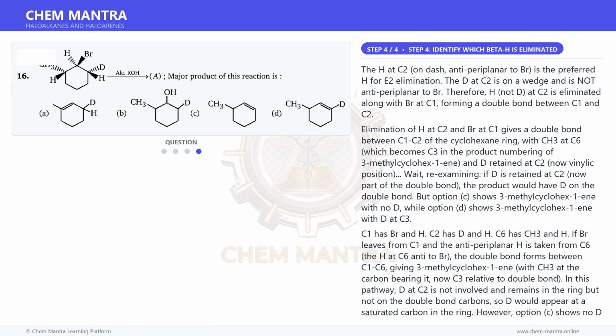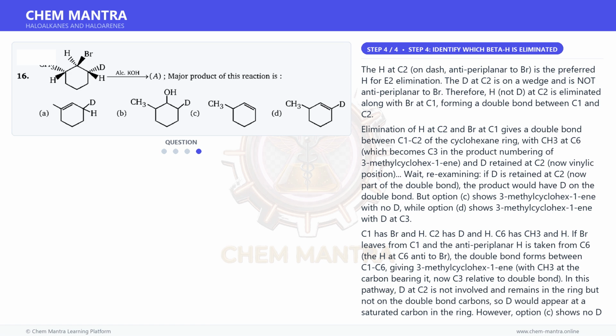ring, with CH3 at C6, which becomes C3 in the product numbering of 3-methylcyclohex-1-ene, and D retained at C2, now vinylic position. Wait, re-examining, if D is retained at C2, now part of the double bond, the product would have D on the double bond. But option C shows 3-methylcyclohex-1-ene with no D, while option D shows 3-methylcyclohex-1-ene with D at C3. C1 has Br and H, C2 has D and H, C6 has CH3 and H.